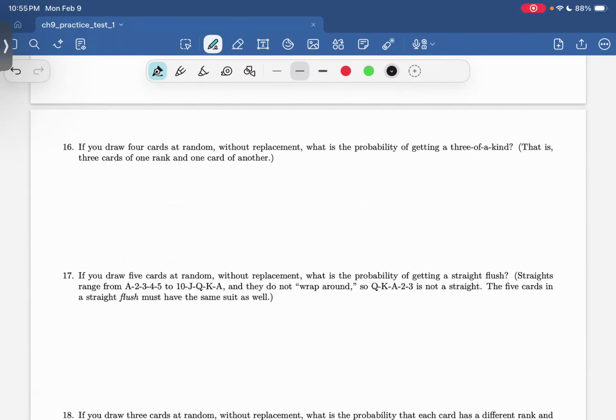If I draw 4 cards at random without replacement, what is the probability of getting a 3 of a kind? Okay, so I have 3 cards of one rank and 1 card of another, right? Because I have 4 cards in the hand. So for this question, you have to do it by first determining the number of desired hands over the number of possible hands. You can't do it the other way by multiplying probabilities.